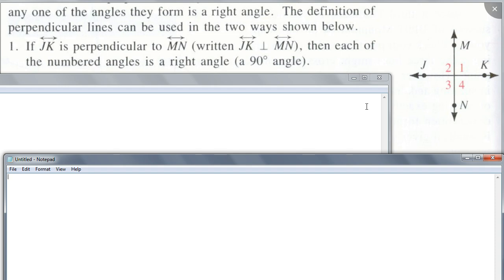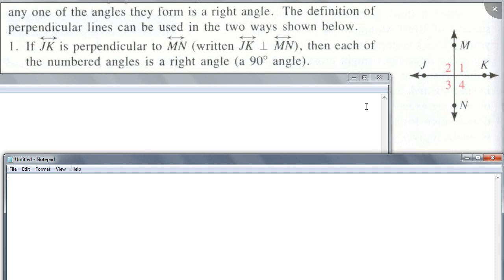When you have a definition, you could write the definition as a conditional statement. And remember, after you write that conditional statement and you write its converse, it is still going to be true. So every time you have a definition, you could always write it as a biconditional, right? The statement will be true, and the converse will be true. That's why they say the definition of perpendicular lines can be used in two ways. One of the ways is this. Can somebody guess what the second way might be?